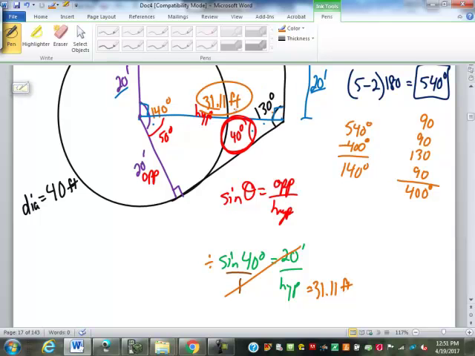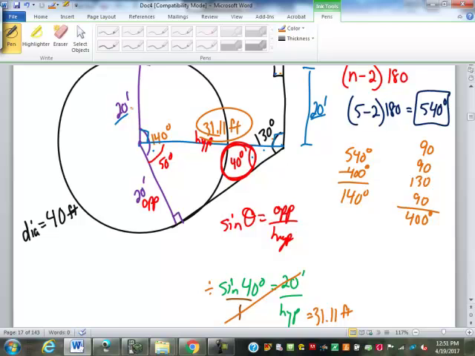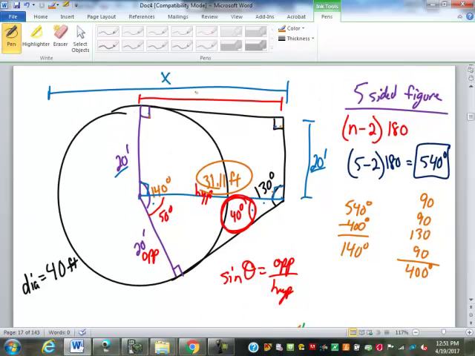Is that my solution then for dimension x? Say no. No. This is 31.11 feet. The red piece, I still have to go out here. How much is that? Where did the 20 come from? Yeah, half the diameter of 40. So this is 51.11 feet.